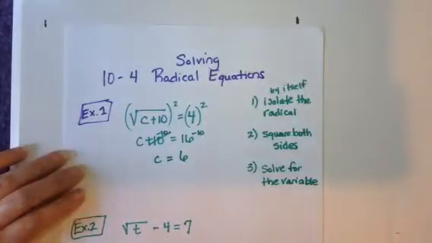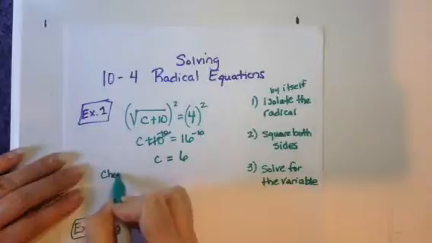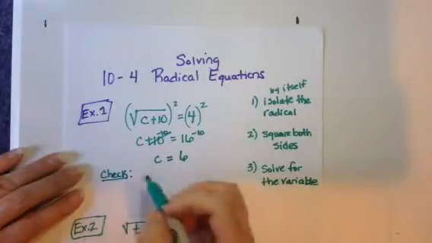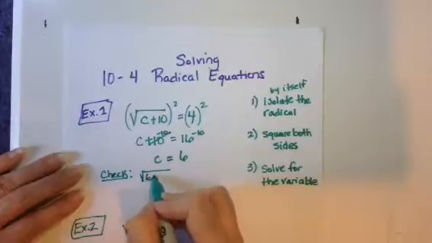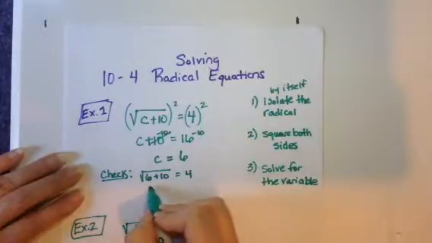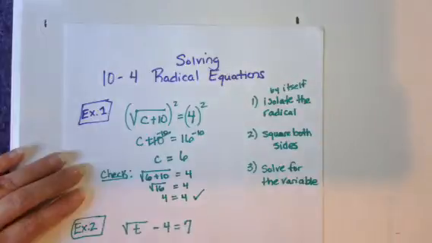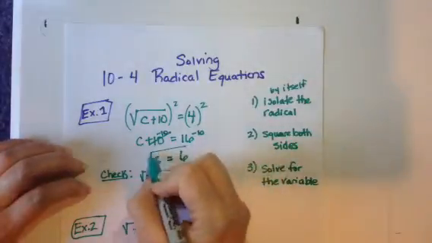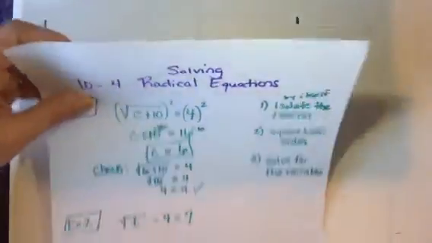Now, you do need to go back and check to make sure that this is going to work. For any of these, you must check. So plug in c equals 6 into the original problem and see if it works. Square root of 16 equals 4. 4 does equal 4. It works. So c equals 6 is my answer. Please make sure that you check.